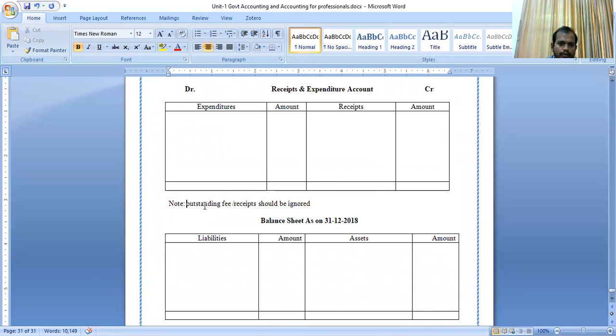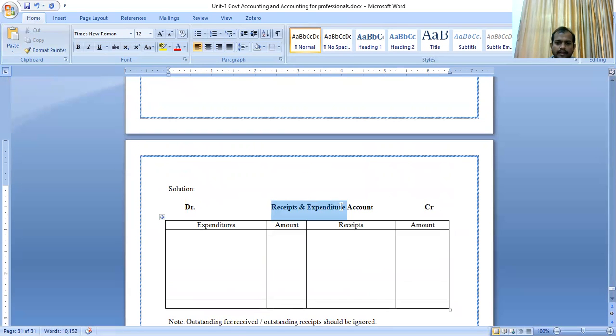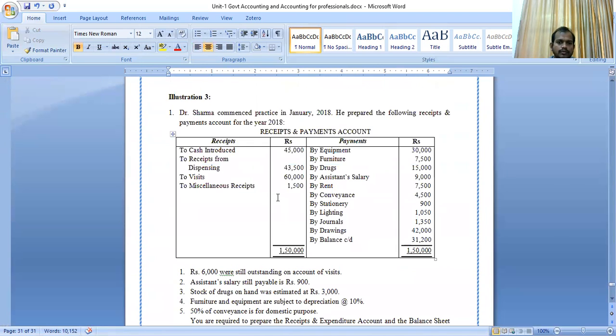One more point we have to remember is that outstanding fee received or outstanding receipts must be ignored. This is the most important point we have to remember always while preparing the receipts and expenditure account. So what are the receipts? Cash introduced.